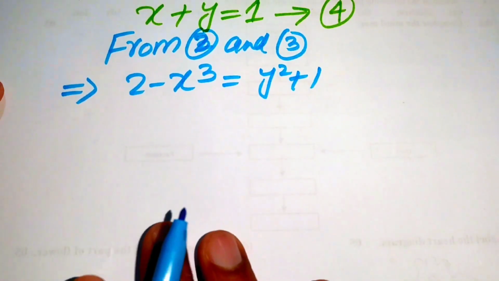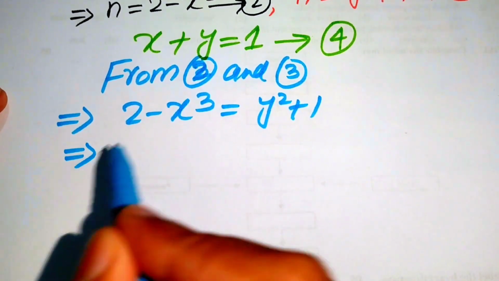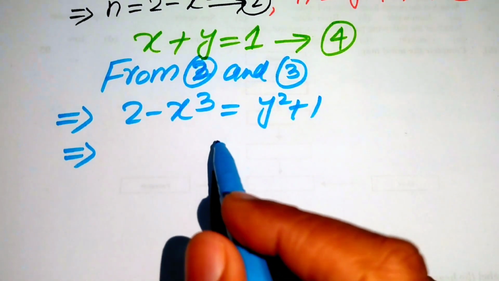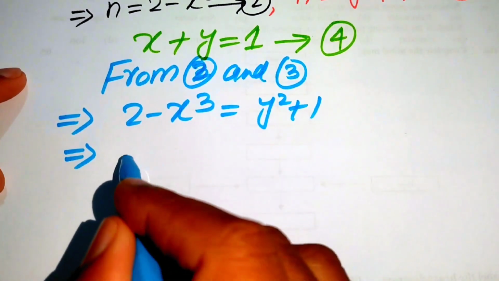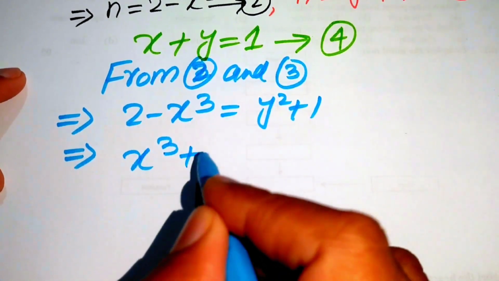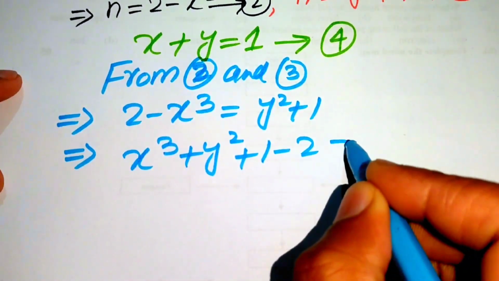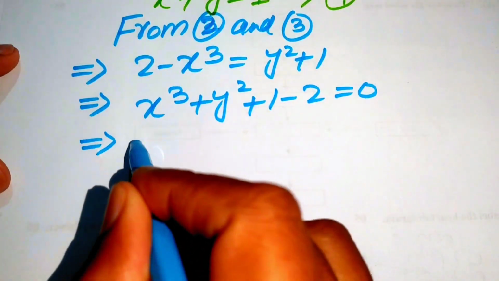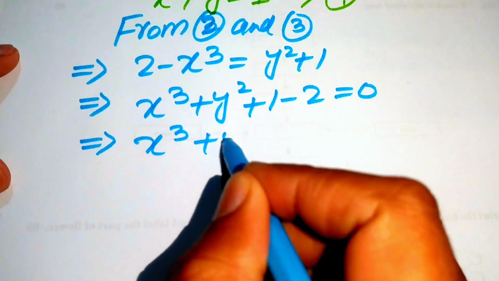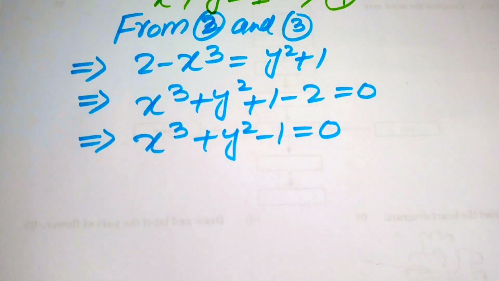So here we need to simplify or rearrange these terms, so we move all the terms from the left hand side to the right hand side, and we get x cubed plus y square plus 1 minus 2 equals to 0. And here we add or subtract the like terms, and we get x cubed plus y square minus 1 equals to 0.